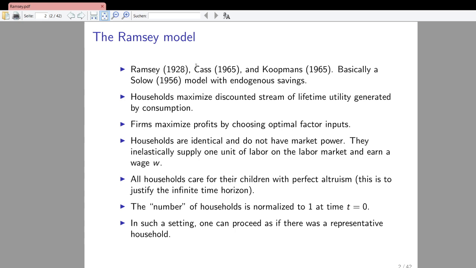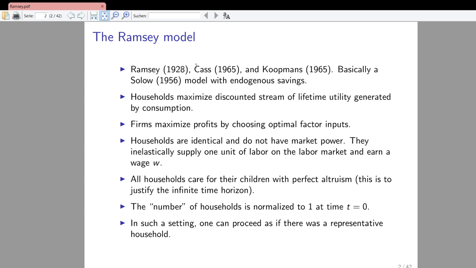In the basic model, we assume that labor supply is exogenous, which makes things quite a lot easier. Again, households maximize the discounted stream of lifetime utility as it is generated by consumption, and firms maximize their profits by choosing optimal factor inputs. Households are identical, they do not have market power, and they, as I said before, inelastically supply 1 unit of labor on the labor market and earn the wage W for that.